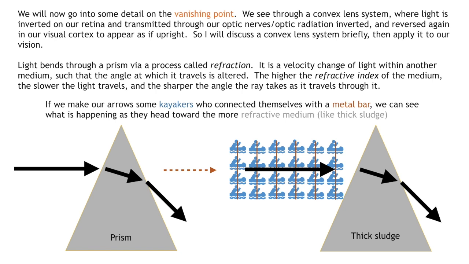And let's say they connected themselves with a metal bar and they are going through this prism, which we'll think of as like some thick sludge. This will be our refractive medium. So as the kayakers approach, the kayaker on the bottom hits the thick sludge earlier, so he's going to get slowed down, and the top kayaker is still continuing to go faster. So the metal bar is going to swing in line with the thick sludge, essentially.